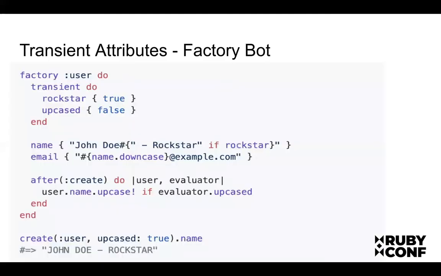So the question is how to avoid repeating code while writing test cases. Today, I will share with you some practices which I use to write less code in test cases. The first one is transient attributes. The transient attribute is something which is provided by FactoryBot.